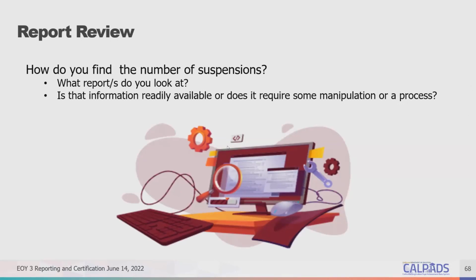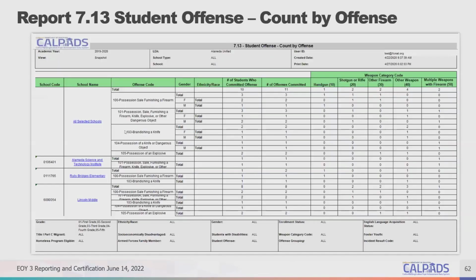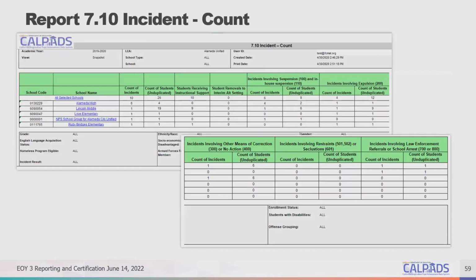So just another prompt, to make you think: how do you find the number of suspensions? What reports would you look at? What information is readily available? Does it require some manipulation or a process? If we're talking about CalPADS, you're often going to talk about data manipulation and a process. So you'd want to look at your reports and be familiar with them.